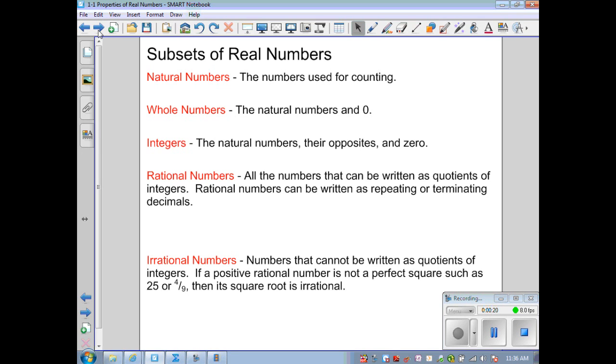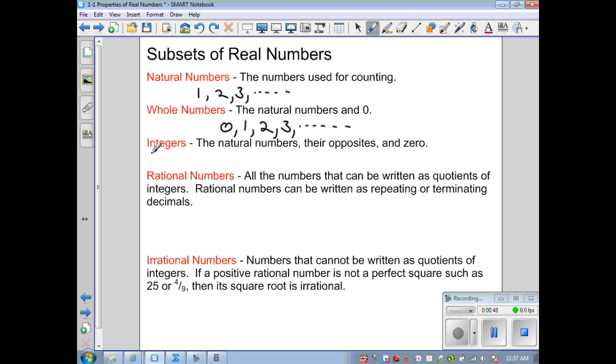Here we have the natural numbers. The natural numbers are our counting numbers. They start at the number 1, 2, 3, and continue on to infinity. The whole numbers are the set of the natural numbers, but include the numeral 0. So the set of whole numbers is 0, 1, 2, 3, and then continue to infinity.